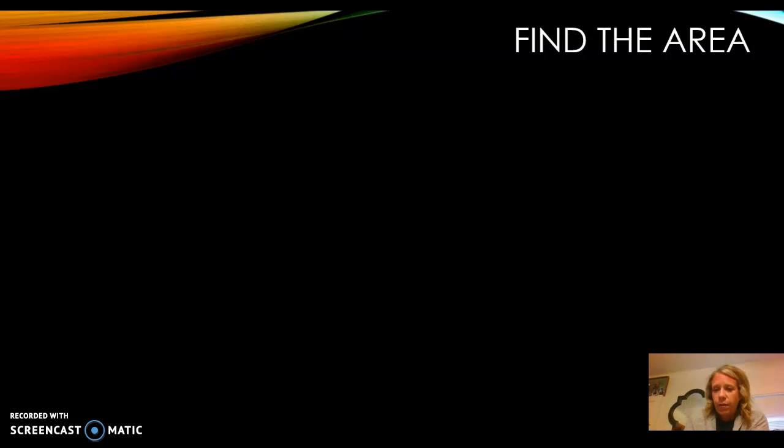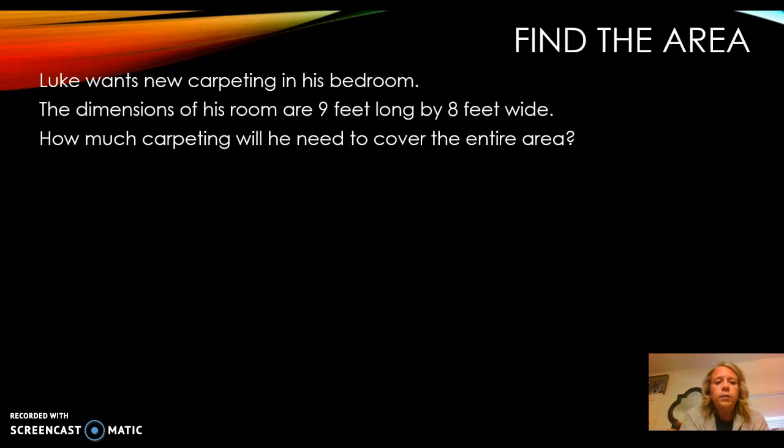So let's try an example together. Here, let's find the area. Luke wants new carpeting in his bedroom. The dimensions of his room are 9 feet long by 8 feet wide. How much carpeting will he need to cover the entire area?